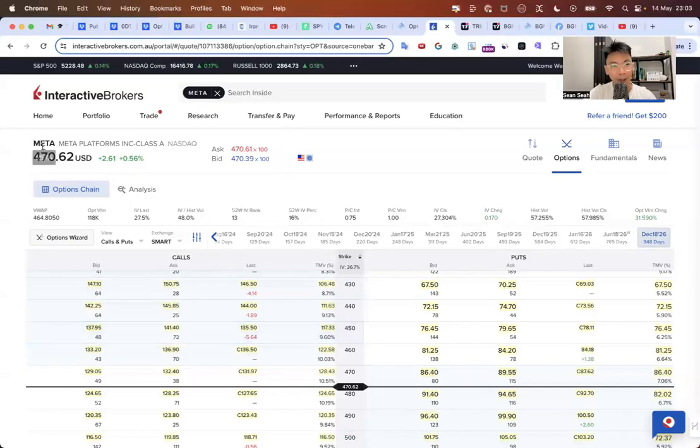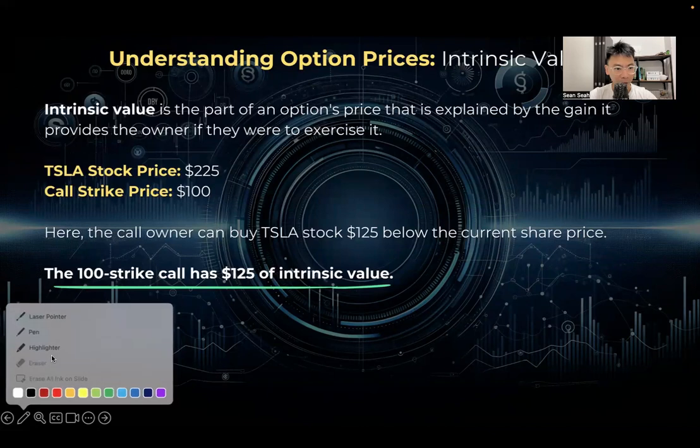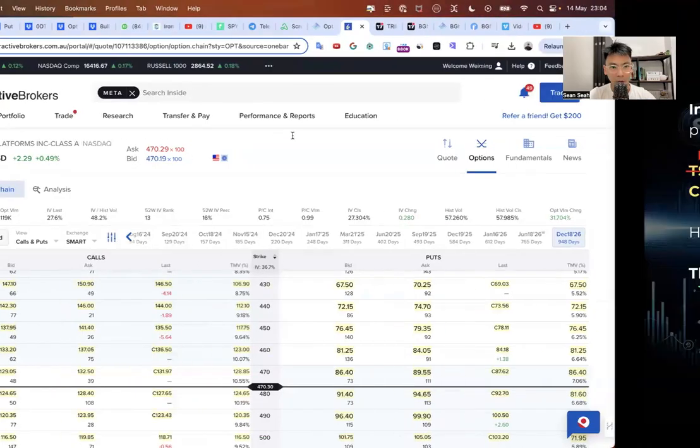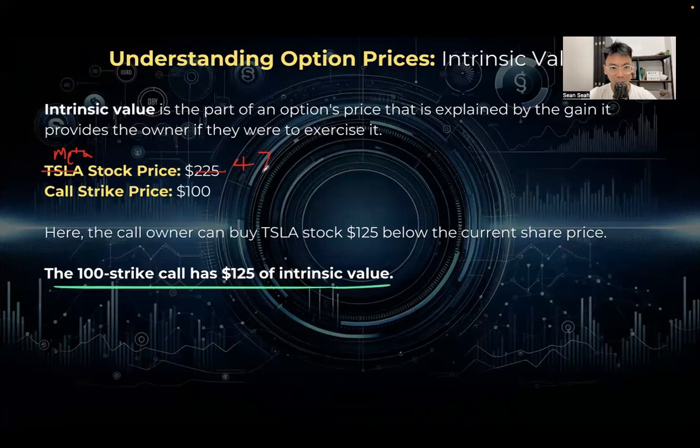So Meta, you can see that the price now is 470.46. It is moving right now because the market is open. And let me show you some examples that should make it a lot clearer. I'm going to use the example of 460 call. Here I'm going to change some of the numbers. Meta, the share price right now is 470.30. It's going to move, but it's okay. We are just going to put 470 just for easy calculation.